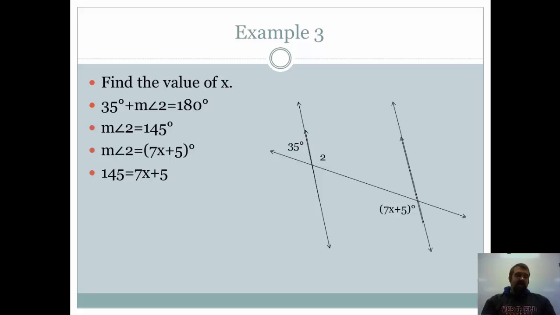The reasoning there are, again, the alternate interior angles, corresponding angles, consecutive interior. If you don't know these, this problem is impossible. But once you do, you can simplify it down to an algebra problem. Subtract 5 from both sides, you get 140 equals 7x. Divide by 7 to both sides, you get x to be 20. That's your answer. It's done. That's it.